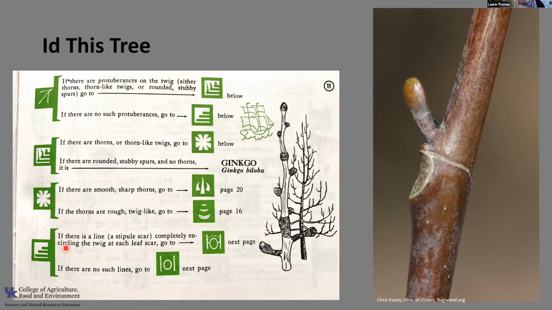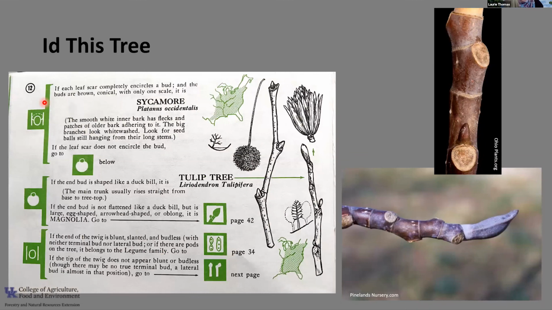Now it asks us if there is a line, a stipule scar. Remember that stipule scar, it's above the leaf scar, and it can be in pairs or can encircle the twig. And this one actually encircles the twig. It's completely encircling the twig at each leaf scar. We want to go to the next page, or if there is no such line. Well, we clearly have that line, and this was actually the one we used as the example of showing what a stipule scar was. So we need to go to the next page with that twig that looks like it's got a circle around it. And that's the top bracket.